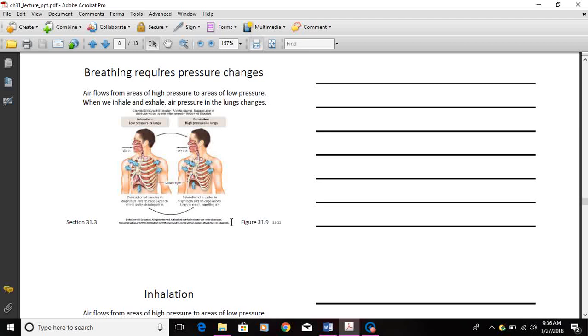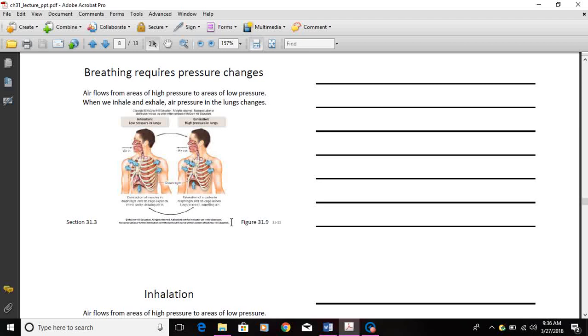And so we're making a pressure gradient, basically. Now the pressure in your lungs is less than that on the outside of your lungs. Because of that, just like in osmosis and diffusion, the air is going to go to the place of lower concentration, if you will, or lower pressure. And so air is going to come rushing into your lungs.